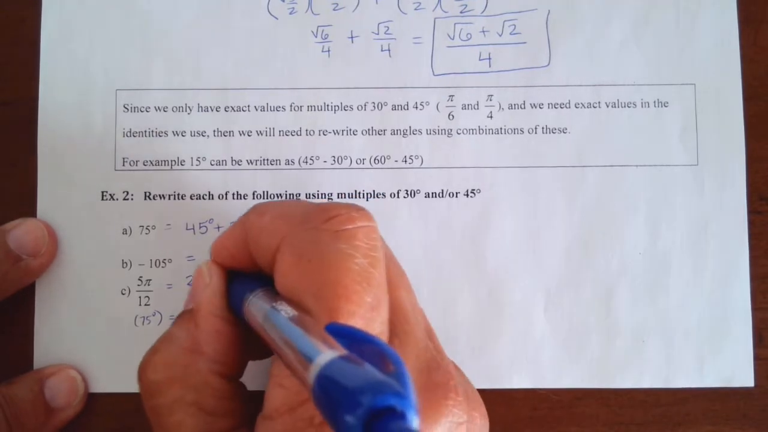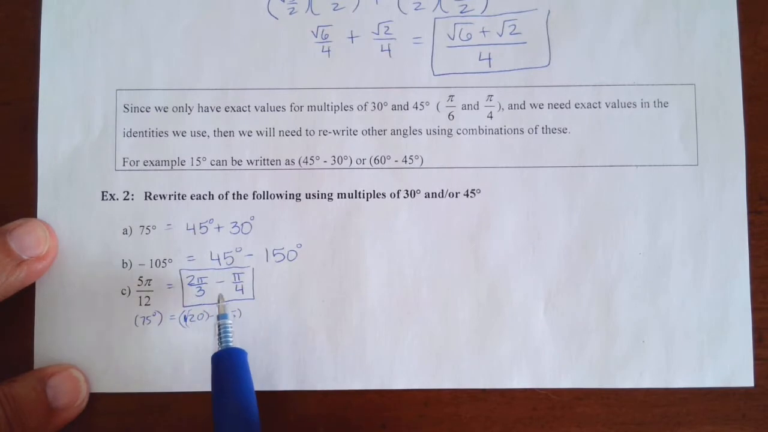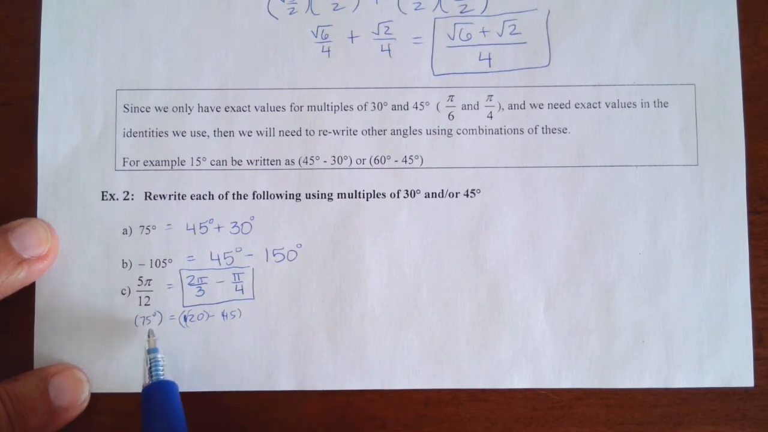So that would be 75 degrees. So 120 minus 45, okay? So I have no problem, and that's what you probably will do, is change your problem to a degree so that you can work with it easier. And then once you get your numbers, change it back to the radians, okay?